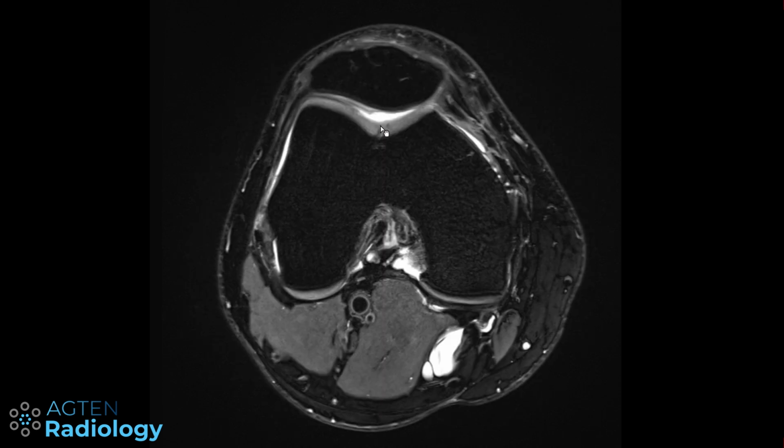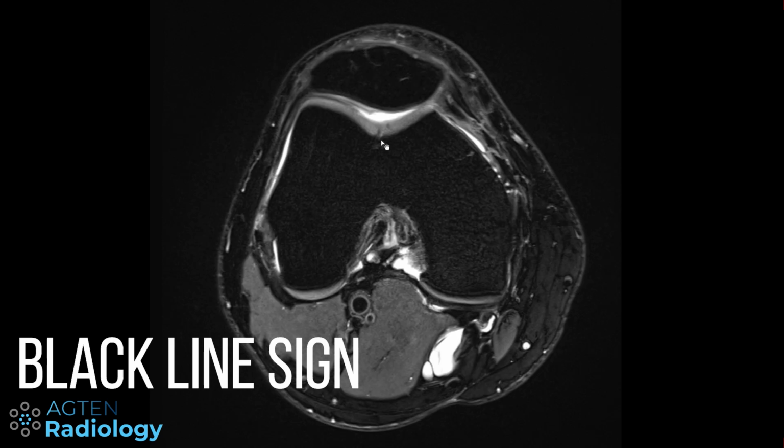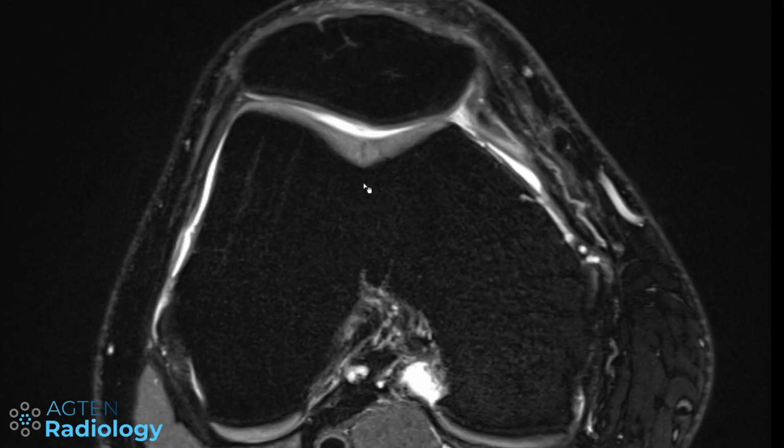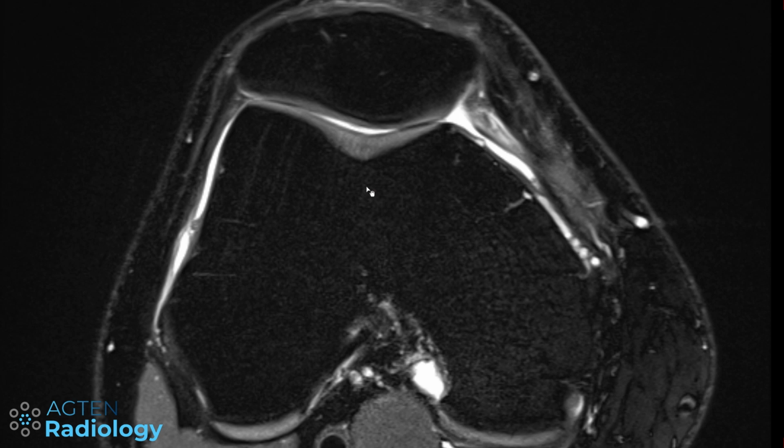So this is the so-called black line sign, or black cartilage line sign, and it's believed to be a cartilage fissure. So it's not like a degeneration or a malacia of the cartilage, but rather a fissure of the cartilage. So just remember to always look here at the trochlear trough for this sign, and if you see this you can report a cartilage fissure here.